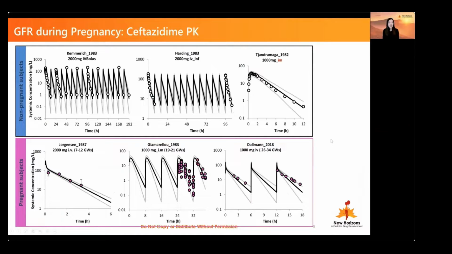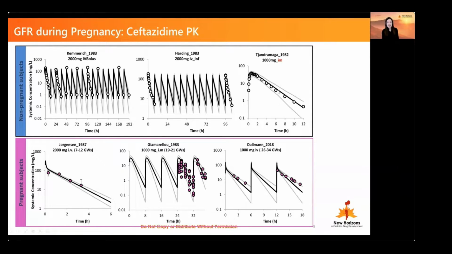So we've just discussed model verification results for various CYP substrates. Here we're going to look at one example for a drug that's mainly renally cleared. Because renal function is known to be induced during pregnancy, in this case, we've used ceftazidime as an example to look at the performance of the pregnancy module for a renally cleared drug.